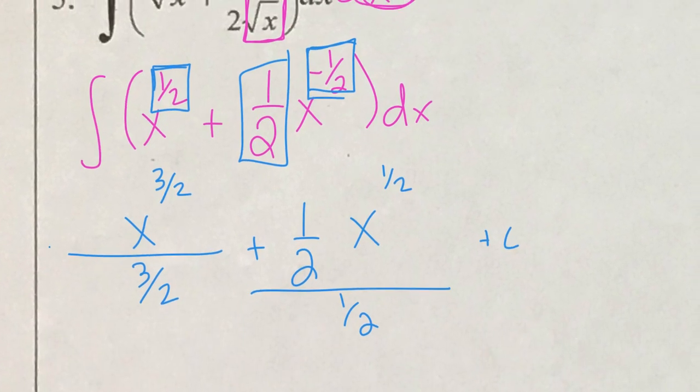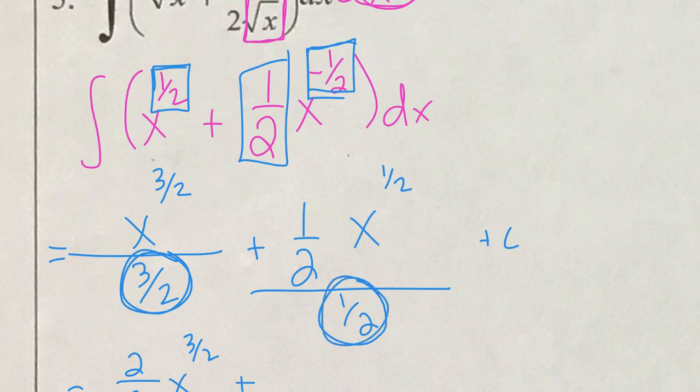What happens when we reciprocate? Dividing by a fraction, we're going to reciprocate our 3/2 and get 2/3 times x to the 3/2 plus, when we reciprocate 1/2, we're multiplying by 2/1. So 2/1 times 1/2 is just 1. So then we don't have any coefficient in front of our x to the 1/2.